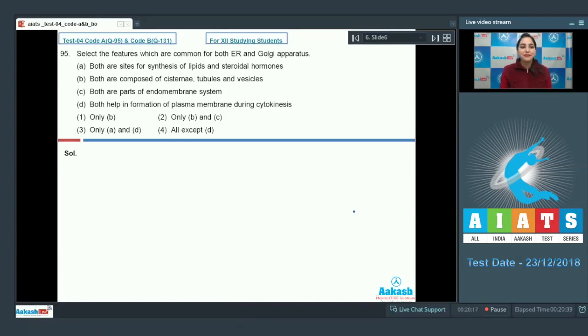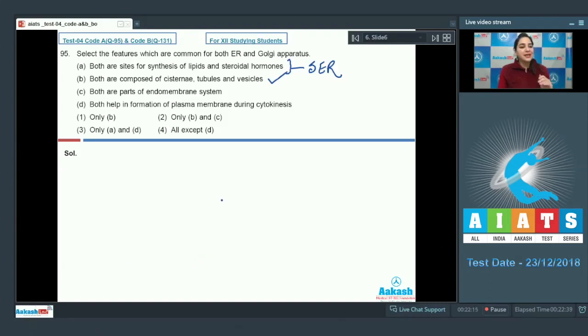Answer is option 3. Now let us take up another question, which is question number 95. Question 95 says, select the features which are common to both ER, that is endoplasmic reticulum, and Golgi apparatus. First statement A says, both are the sites for synthesis of lipids and steroidal hormones. This is incorrect because, students, this attribute is specifically ascribed to SER, that is smooth endoplasmic reticulum.